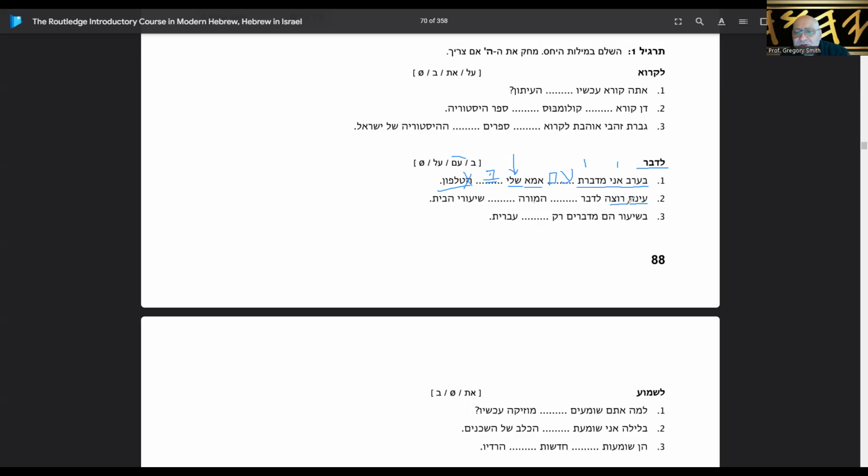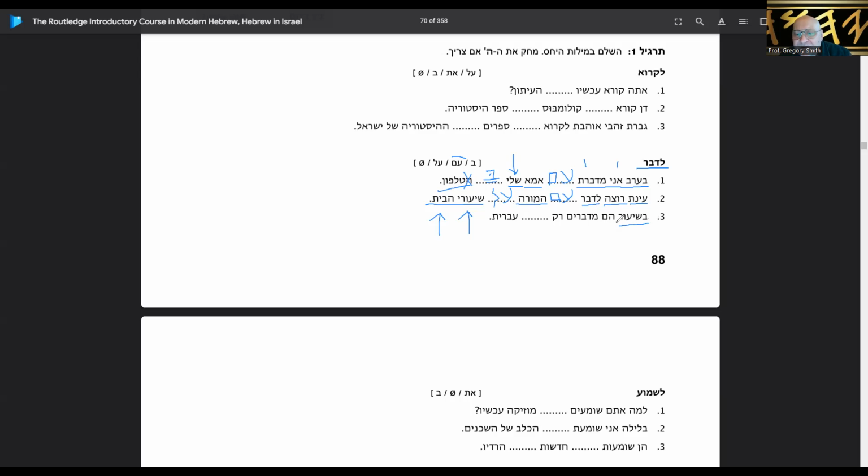Let's take a look at this. Einat rotsa, Einat wants ledaber, to speak, blank ha'more. I bet she is with the teacher. Yeah. With the teacher, blank shiurei habayit. This is like about the homework, so it's going to be al. So we should have im and al there.